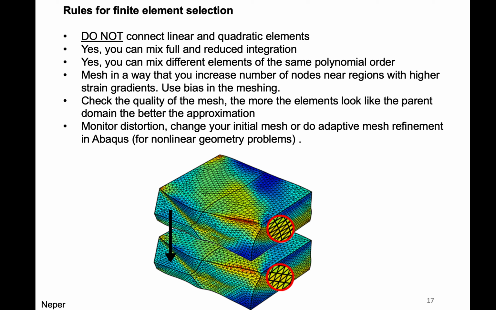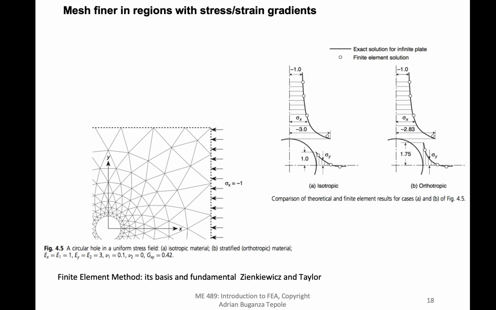Check for the quality of the mesh. The more regular the elements look, the better. So for example, here there's just one illustration that shows sort of a skewed mesh, and then a better mesh would look like this. So the more regular the mesh looks, the better the approximation. Monitor the distortion of your elements, and this is particularly for the nonlinear geometry problems, beware of element distortion. As I said, when the elements become distorted, the approximation becomes worse. So you have to keep an eye on that.